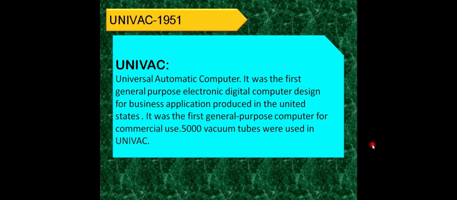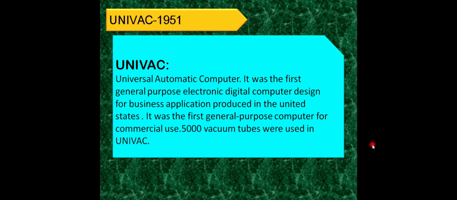These computers were used in the United States especially. So that's why it was called a general purpose computer, not specific to calculation. And the most important thing, these computers were used at a commercial level. If you compare this computer with ENIAC, you can see 5,000 vacuum tubes were used in UNIVAC, and in ENIAC 18,000 tubes were used, meaning this computer was better than the previous version.